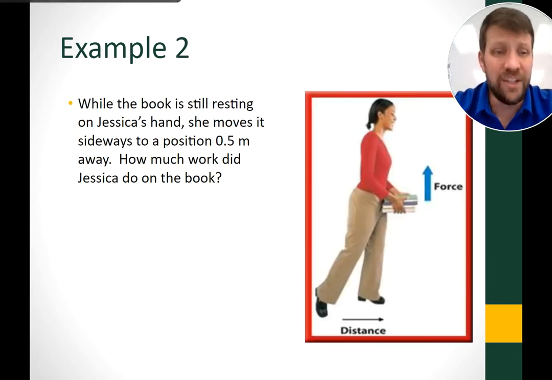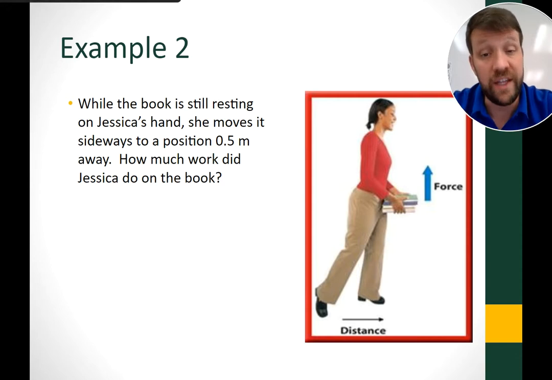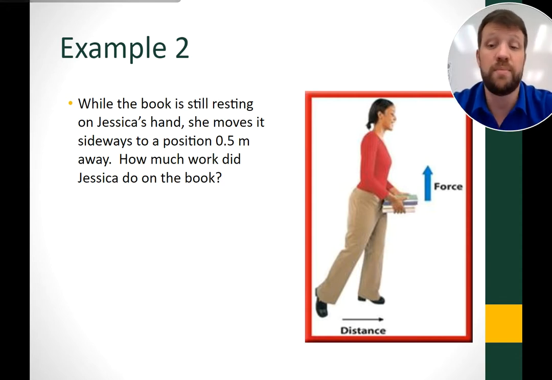Now this really gets interesting when she starts carrying them across the room. Because now, as you see with our force vector there, she's still applying a force upwards to counteract that force of gravity that's pulling them down, but her distance is now moving in the horizontal direction as opposed to the vertical direction. So while the book is still resting in her hand, she moves it sideways to a position 0.5 meters away. How much work did Jessica do on the book?